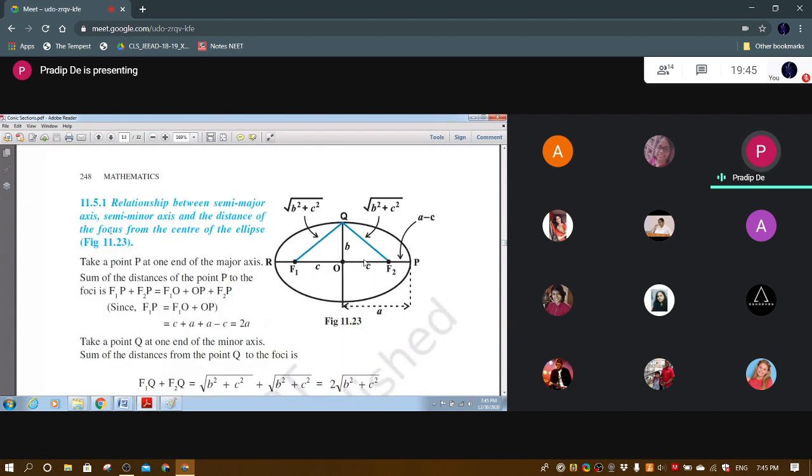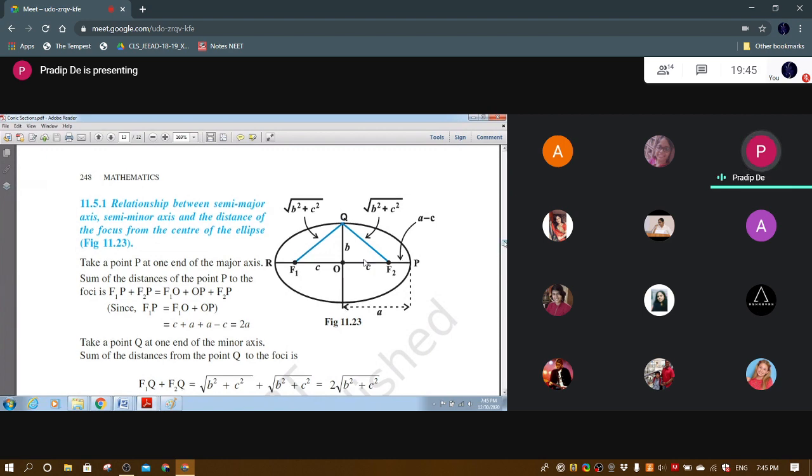What is the relationship between the semi-major axis, the semi-minor axis, and the distance of the focus from the center? Now, what is the semi-major axis? It is half the major axis. That is small a. That is OA or OB.